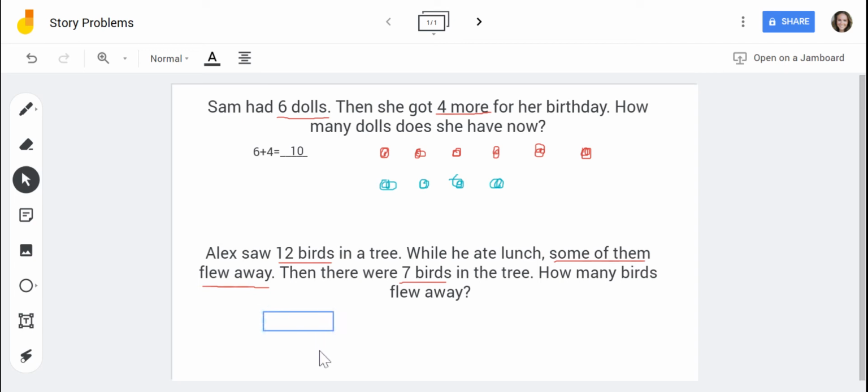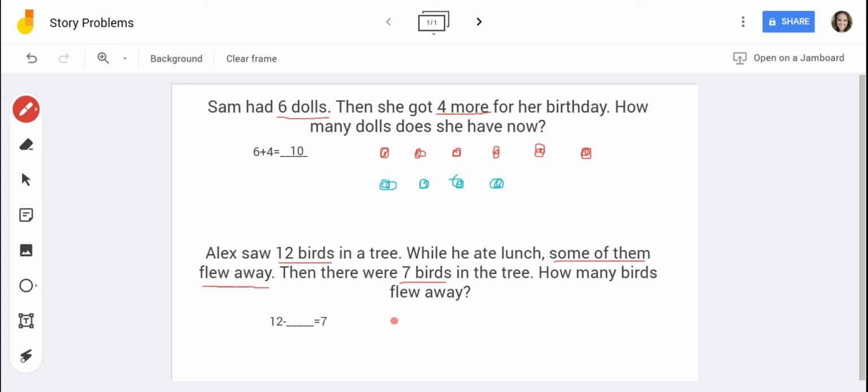So let's start with our whole, which is 12. 12 is the number we started with, minus, but we don't know how many flew away yet. That's what we're trying to figure out. So I'm going to put a blank here. 12 minus some number equals 7, because we know that we started with 12, some of them flew away, and now we have 7. So here's a couple ways that we can think about this. I'm going to start with a picture again. I think this might be the easiest way to solve this.